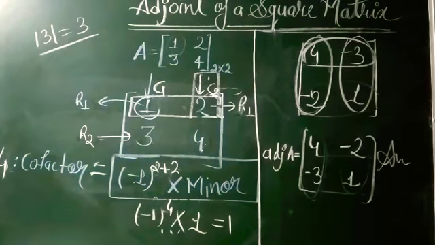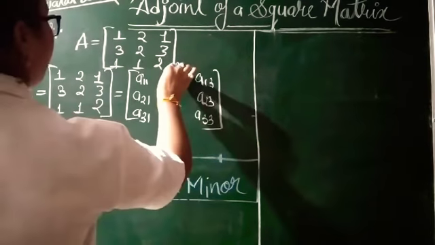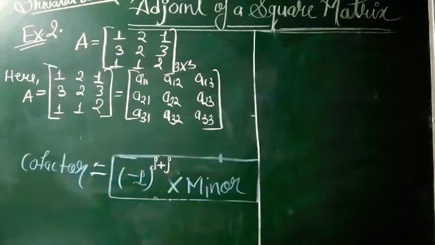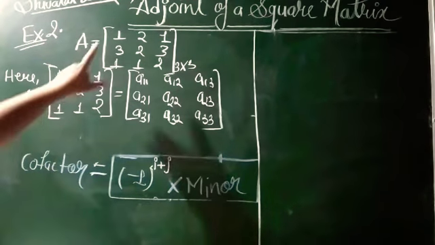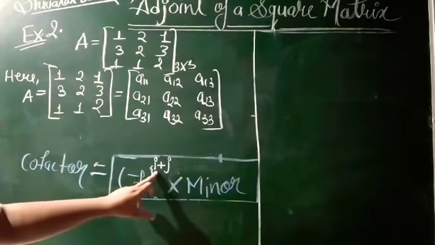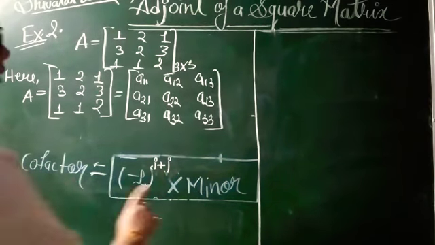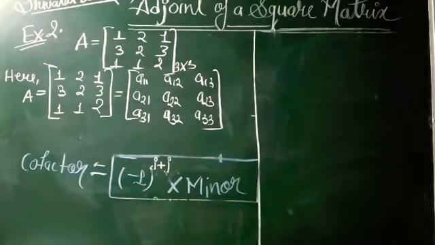Now we will find adjoint of a 3 by 3 matrix. We take example number 2. You see here, first we need to find cofactor of each element. Now, you see cofactor is equal minus 1 to the power i plus j, that means position of row and column, multiply minor. What is minor? We exclude row and column and solve. What remains means determinant.